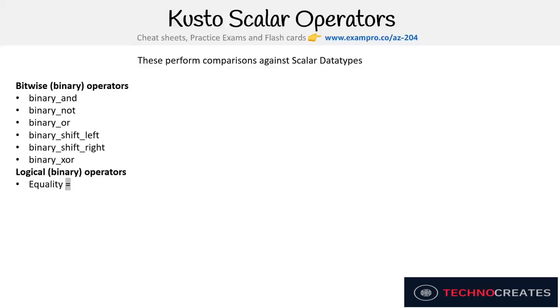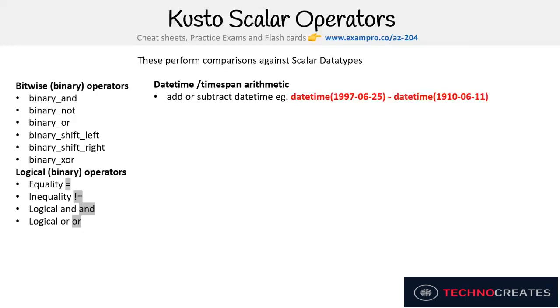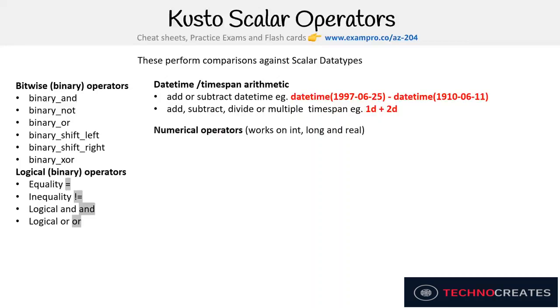This is what you're going to be more familiar with, like equality: equals, unequal, and, or. This is pretty darn simple. Then you have datetime and timespan arithmetic, so we can add or subtract datetimes. You can add, subtract, divide, or multiply timespans. So 1 day plus 2 days makes 3 days. Then you have numerical operators. These work on ints, longs, and reals, so you can add, subtract, multiply, and divide. You can do modulo, where it's determining whether it's divisible by a whole number. So like, let's say you have 17 and you put it through there.